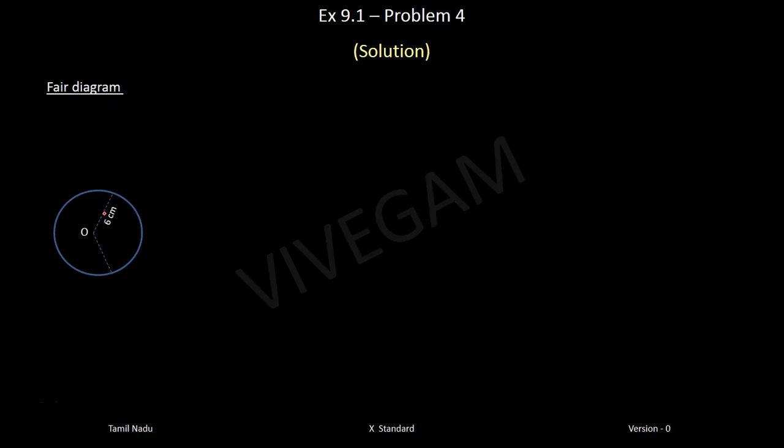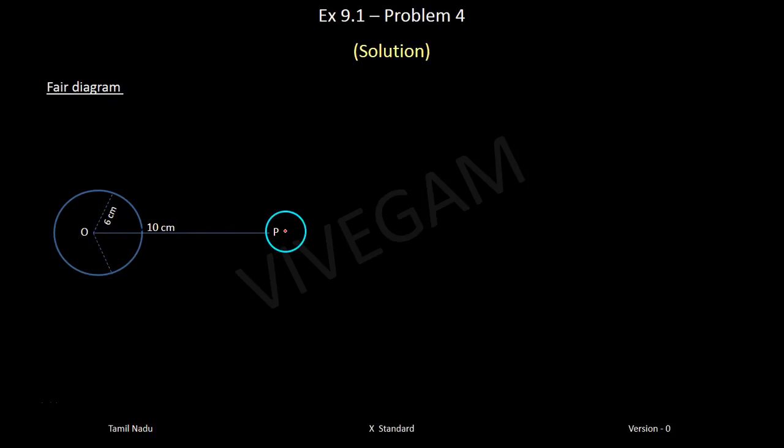Okay. Now, what is next? We'll have to mark a point P, which is at a distance of 10 centimeters from O. Using a scale, mark the point P, which is 10 centimeters. Join OP, and that is 10 centimeters away.